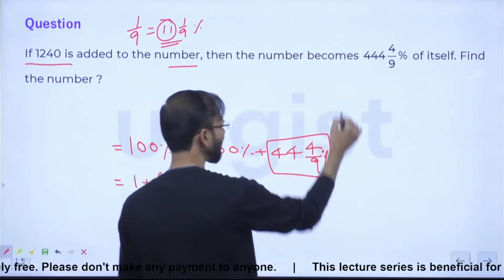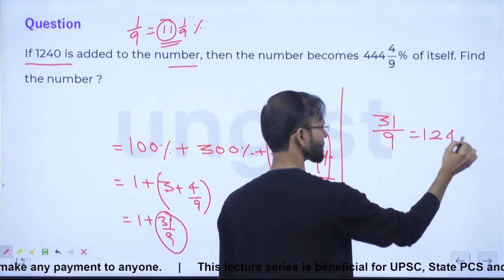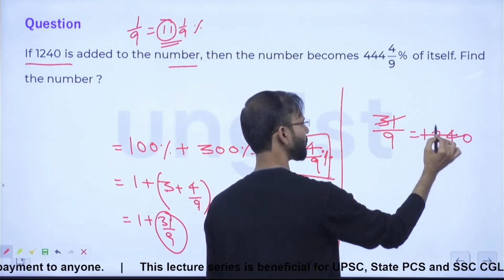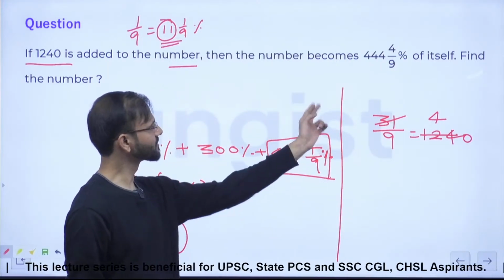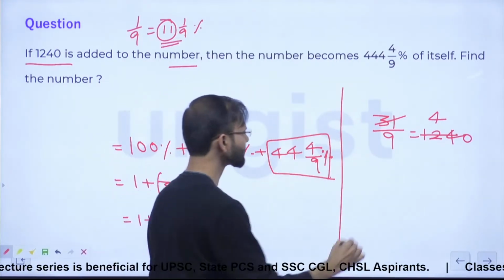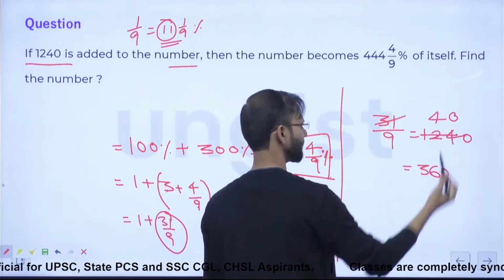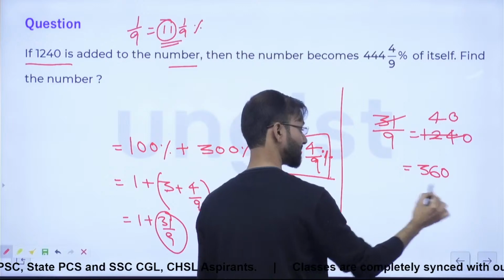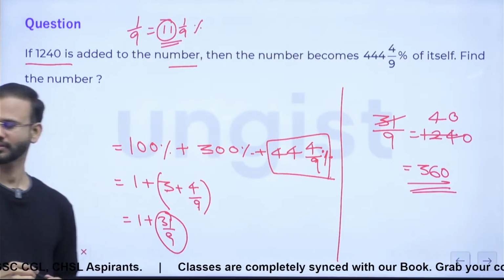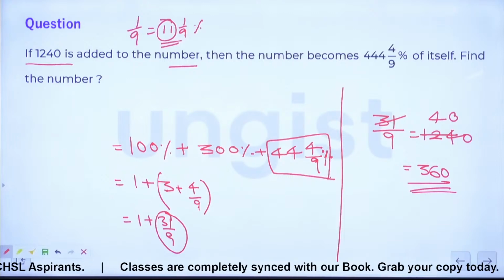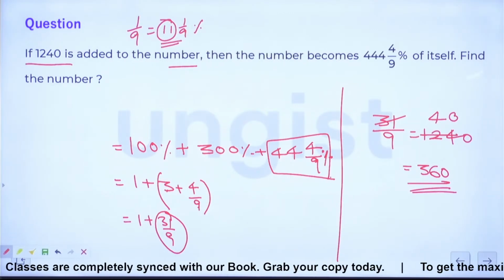So 31 by 9 of a number is equal to 1240. Guys, मुझे ये बताइए, 31 into 4 is 124, right? So this is 40. 40 into 9 is 360. Right? This is 360. So guys, the original number is 360. This is the answer, right? Okay? Yes, all of you just think about it. Any doubt, friends? Any confusion? Any query? Anyone in the class?